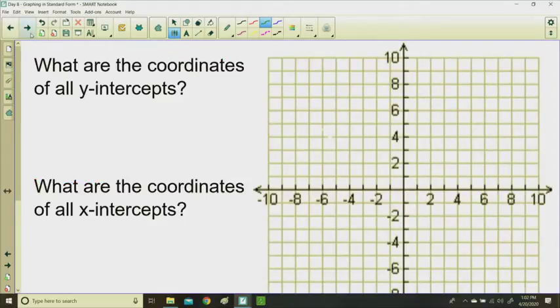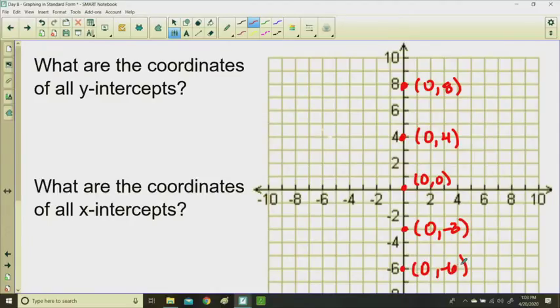Okay, then what are the coordinates of all y-intercepts? So look for a pattern here. I'm going to go ahead and put just a few. You know it's going to be on this axis, right? Let's look at these red points. What are the coordinates? The first one is going to be (0, 8). Second one is going to be (0, 4). This is going to be (0, 0), (0, -3), and (0, -6). Hopefully you can already see a pattern here.